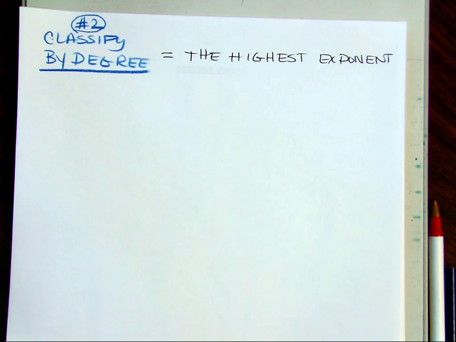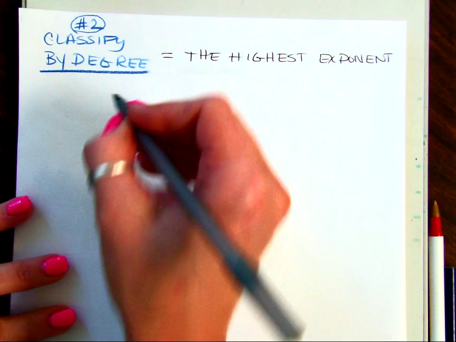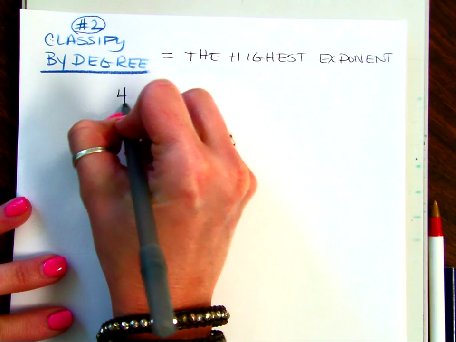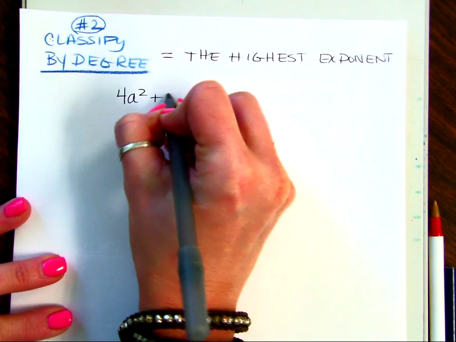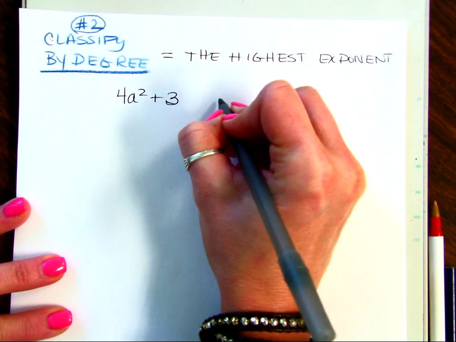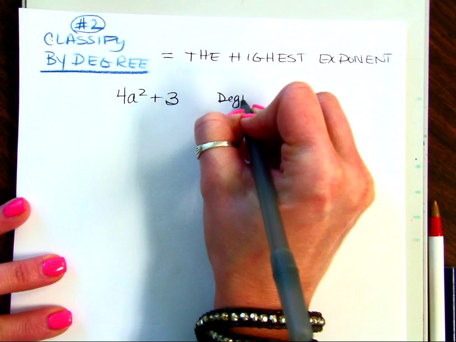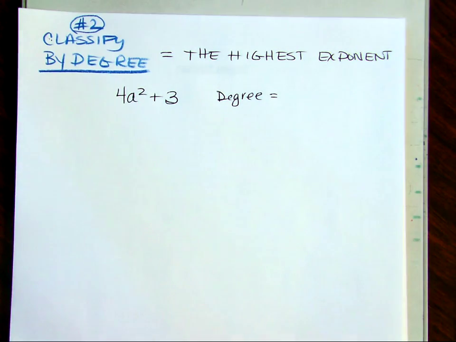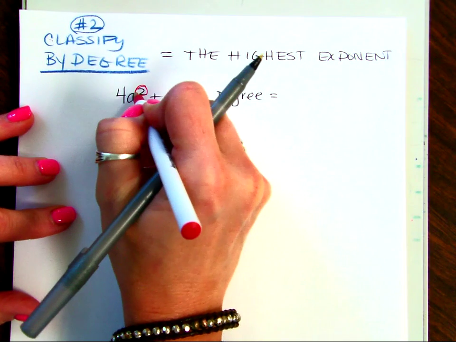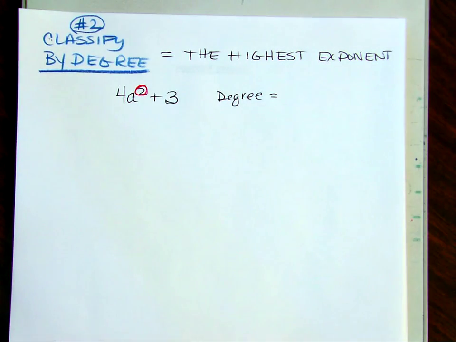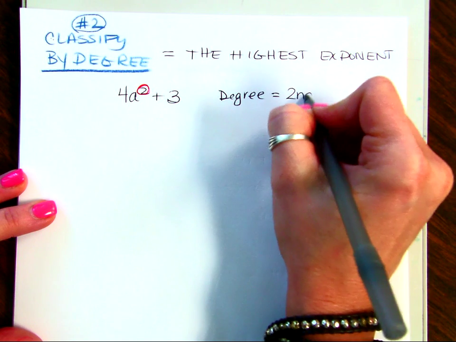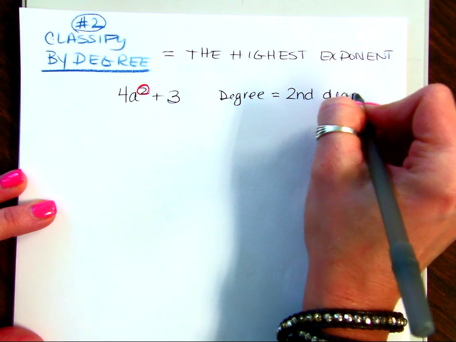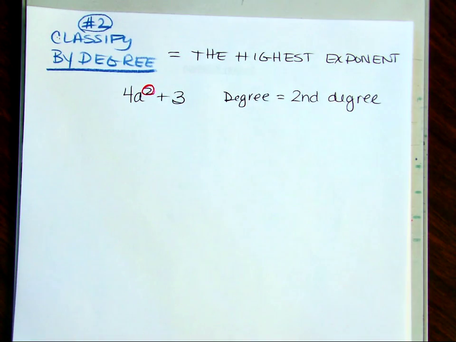So if I were to go back here and say 4a squared plus 3, the highest exponent that you see is a what? Exponent, yep. 2. Okay, so this is a second degree. We're going to give you some special names for that in a minute.